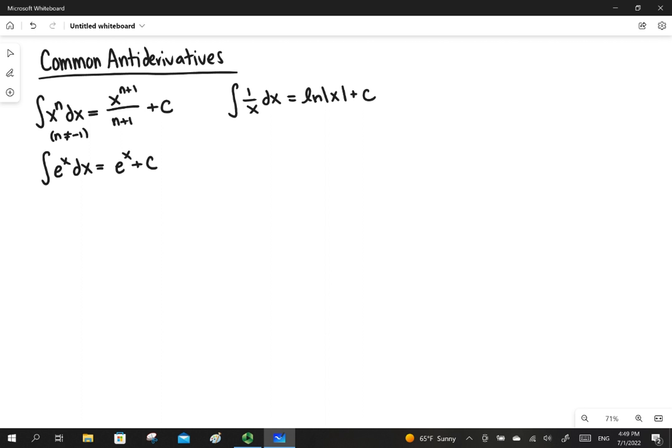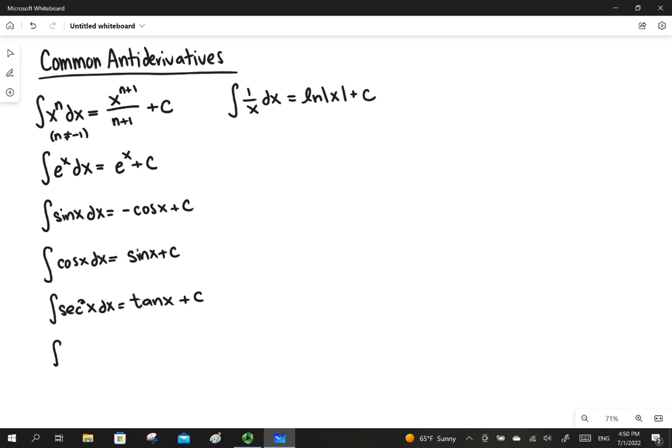Notice the absolute value. In differential equations, we are often able to get away with leaving that out, but it technically should be there. The antiderivative of sine is negative cosine. The antiderivative of cosine is sine. The antiderivative of secant squared is tangent.